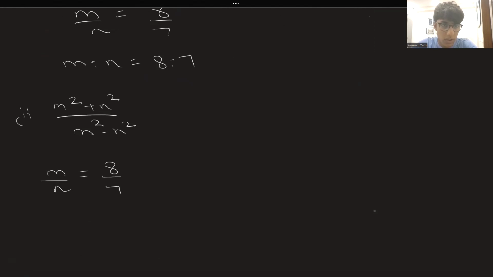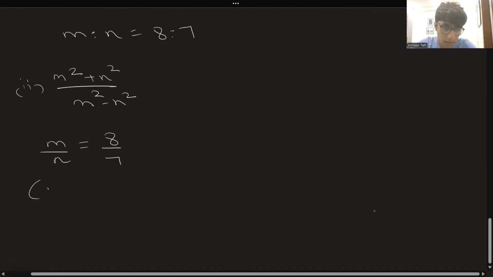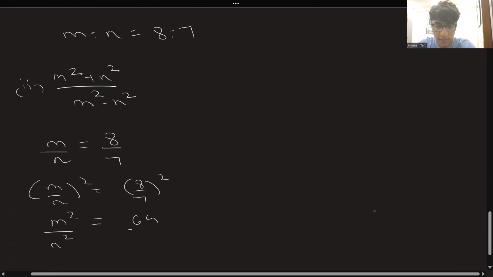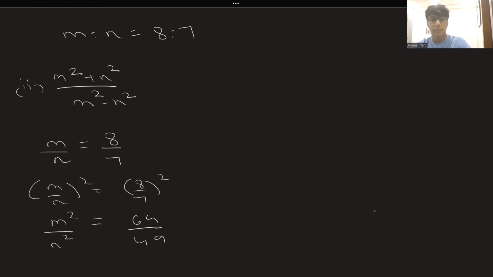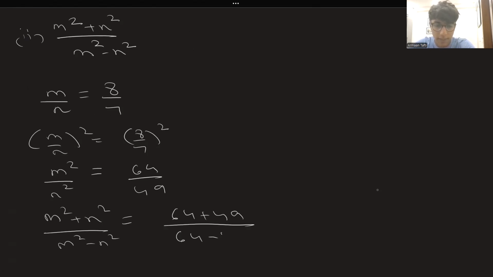This is part 2. Now we got an m square, right? So let's square both the sides. So we get m square by n square, right? So if I square both the sides, you get m by n whole square equals to 8 by 7 whole square. And this is equal to m square by n square equals to 8 8s are 64, 7 7s are 49. Now, what's the pattern? A plus B, A minus B. So essentially you have to apply C and D here. Pretty straightforward. So that's m square plus n square by m square minus n square, which equals 64 plus 49 divided by 64 minus 49.